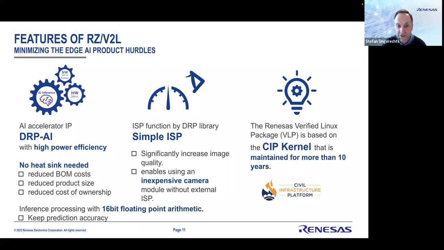And I didn't touch it in detail here, not enough time today, but the DRP can also be used as an image signal processor, because it's a simple ISP, simply to increase the input image quality. And this helps to use inexpensive cameras and especially increases the quality of the inference result. Last but not least, we have the Renesas verified Linux package that is based on the CIP kernel and maintained for more than 10 years.